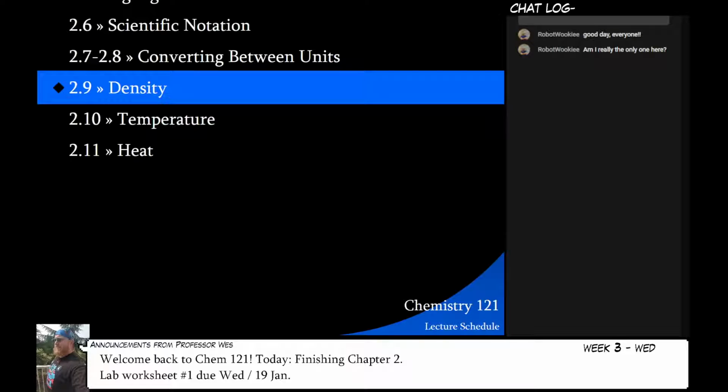We're gonna finish chapter 2 today. Density is the last section. Then we're gonna move on to chapter 3, which has actual chemistry. We'll stop doing math for a while. And then next week, I will talk about lab number 2, which is actually related to this topic that we're going to talk about here, which is density.